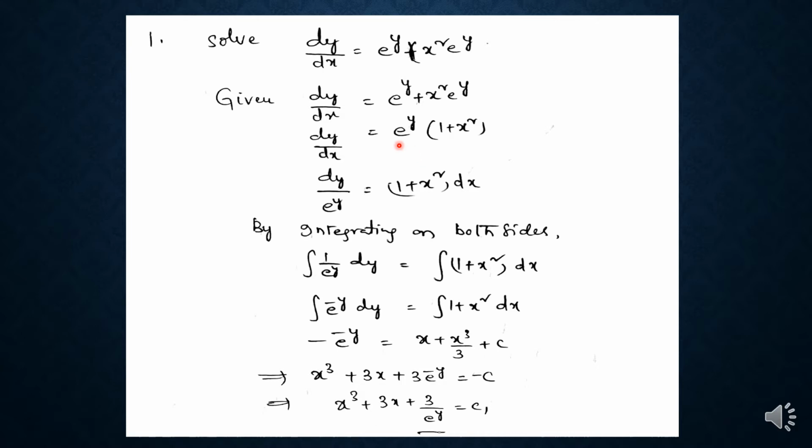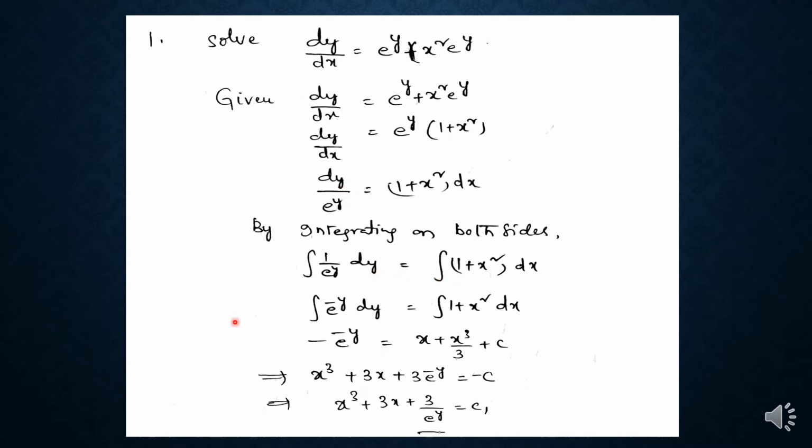Now we can separate the variables. Here we have e to the power of y, a function of y, and 1 plus x square, a function of x. So by transferring the y function to the dy side, we get dy by e to the power of y is equal to 1 plus x square into dx. Now by integrating on both sides, integral 1 by e power y dy is equal to integral 1 plus x square dx.